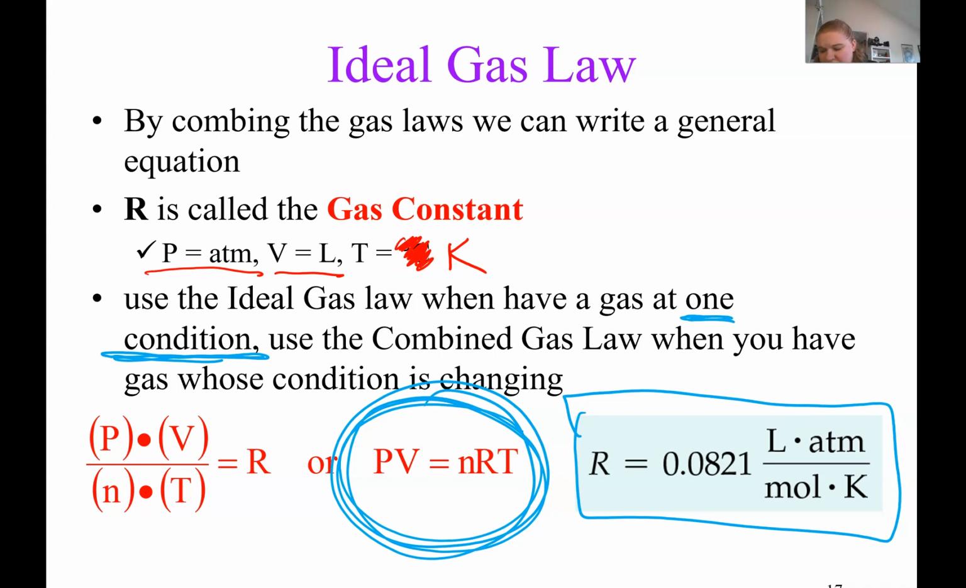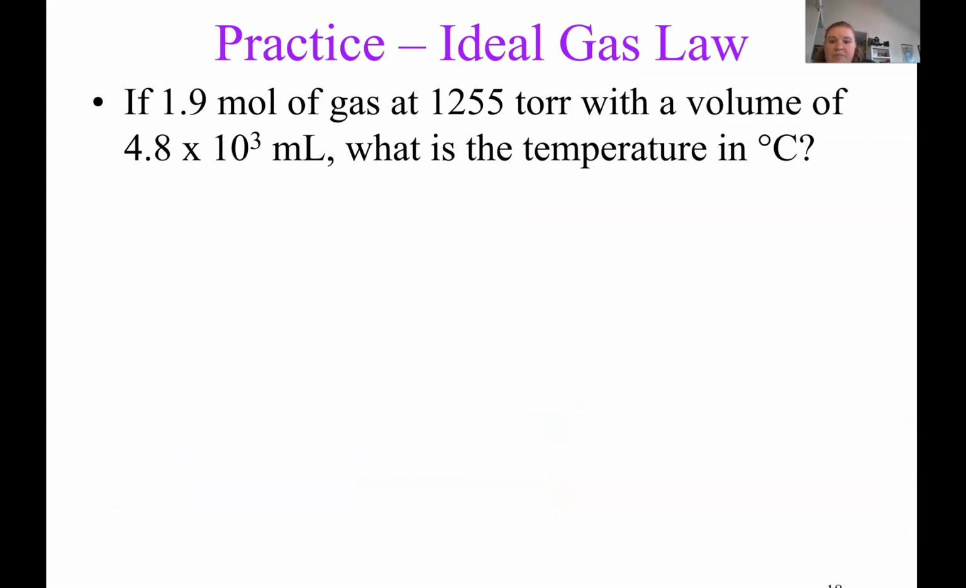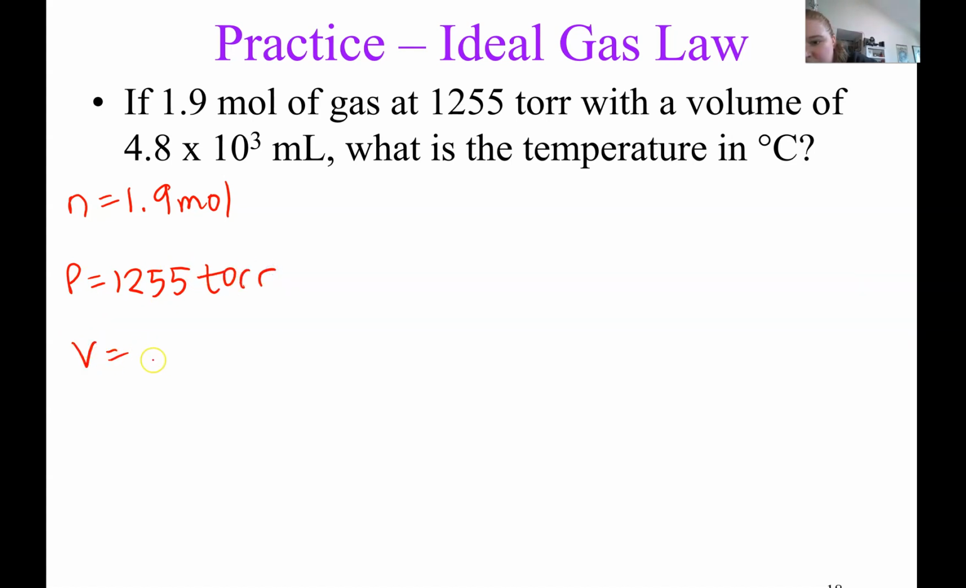So let me show you a problem where this will be used. If 1.9 moles of gas at 1,255 torr has a volume of 4.8 times 10 to the third milliliters, what is the temperature in Celsius? All right, here's what we know. 1.9 moles, 1,255 torr for the pressure, 4.8 times 10 to the third milliliters, and what is the temperature in Celsius?